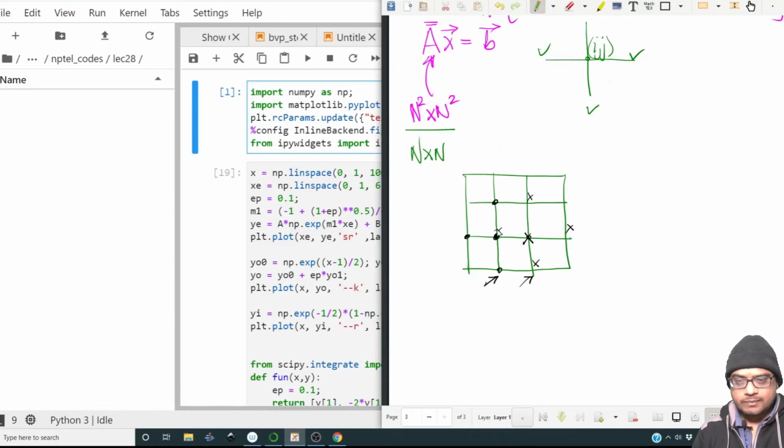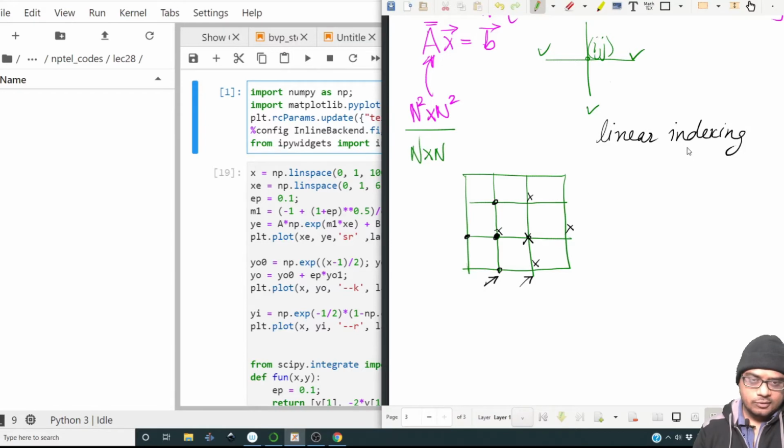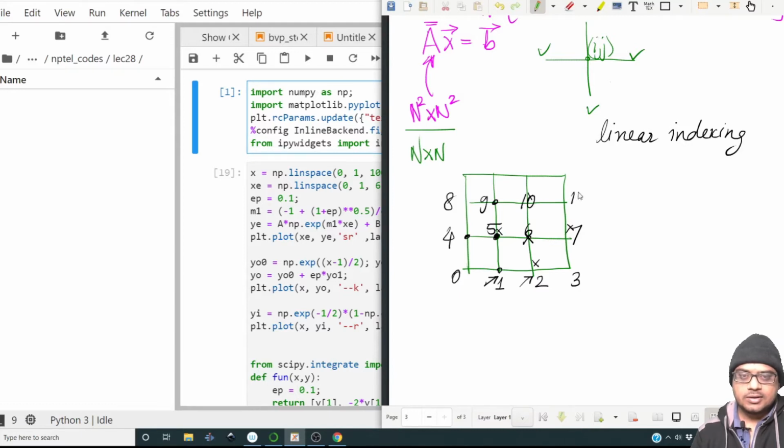So what about this point? We will make use of what is known as linear indexing. Linear indexing is useful for us to represent a pair (i, j) as a simple linear index. So this point becomes 0, this point is 1, 2, 3, 4, 5, 6, 7, 8, 9, 10, 11, 12, 13, 14, 15. These are the linear indices of all the variables.